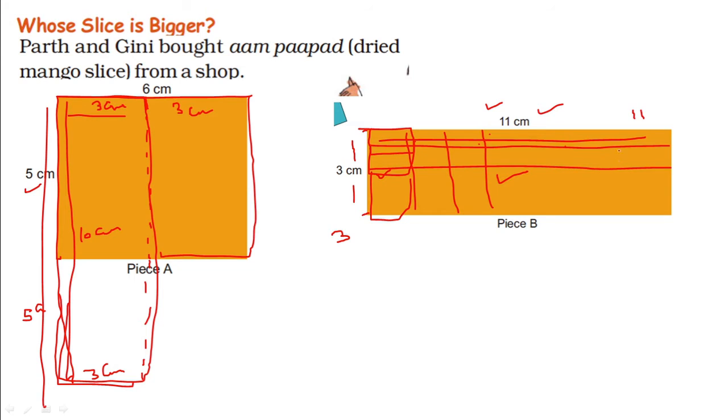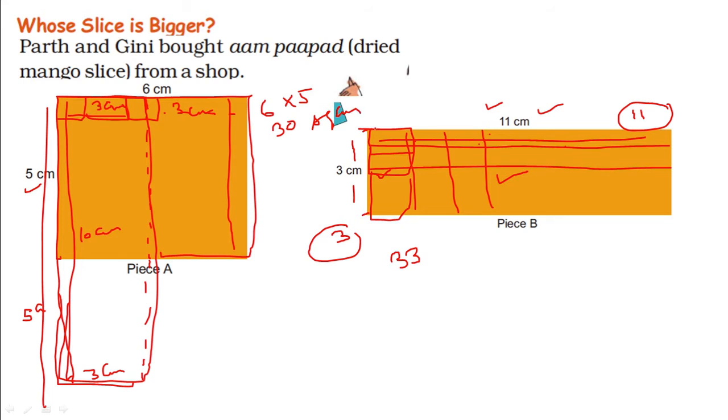So how many total squares will be there? This multiplied by this, 33 smaller squares, means this has 33 squares. And this will have 6 in this way, and down way 5 because 5 centimeter. So 6 5s are 30 square centimeter. Okay. So these are two methods to know which is the bigger slice, because this is 33 square centimeter. So this will be the bigger slice.